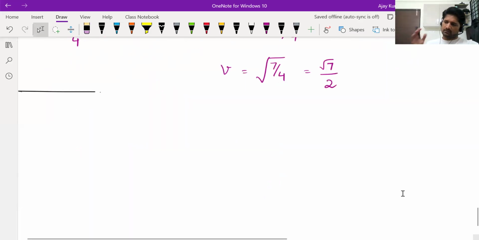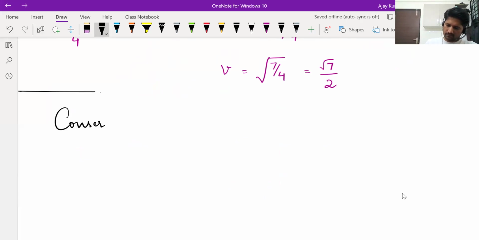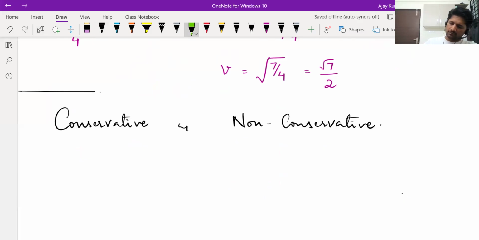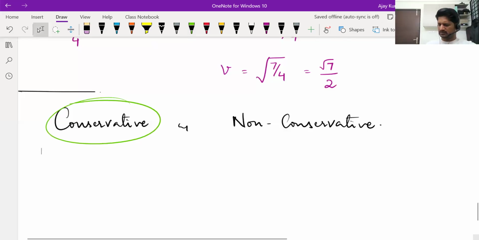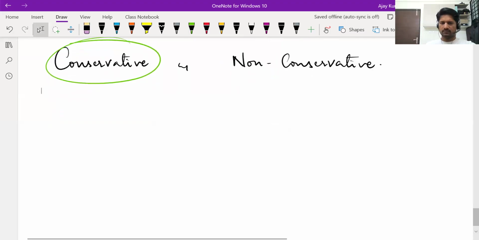Now, all the forces that we come across can be classified into two types: conservative and non-conservative forces. Can any of you explain the meaning of this word conservative? General English meaning. Meaning of the word conservative.